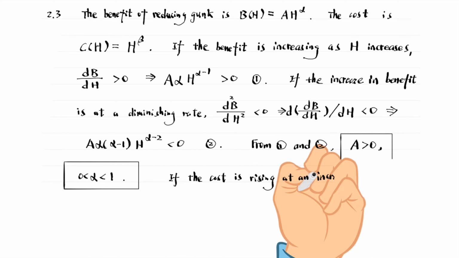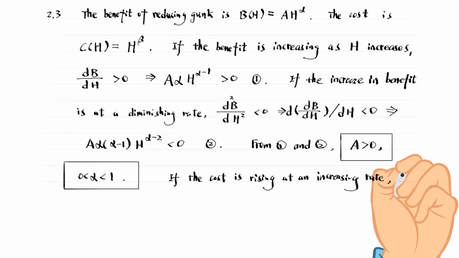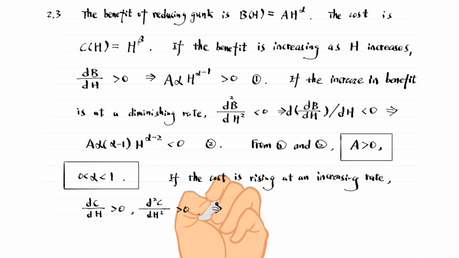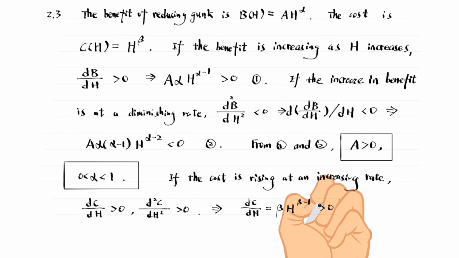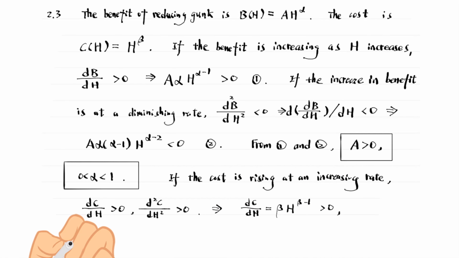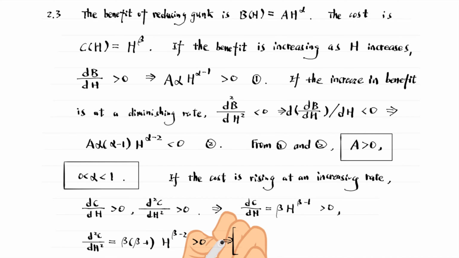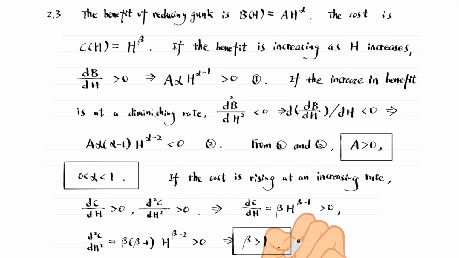If the cost is rising at an increasing rate, then the first and second derivatives of C with respect to H must be positive. Beta must be greater than 1.